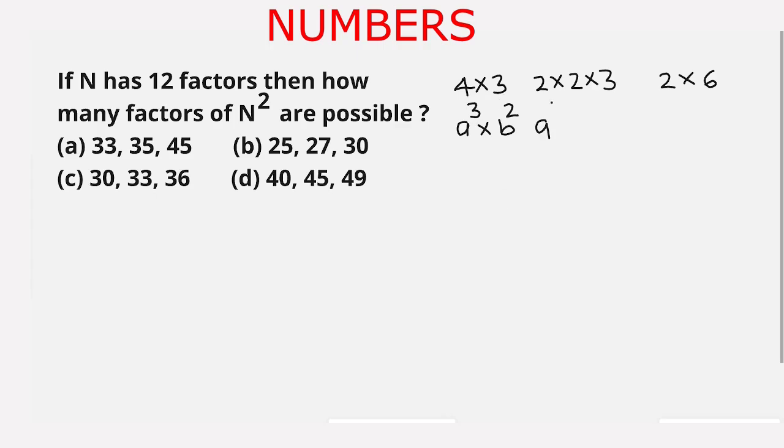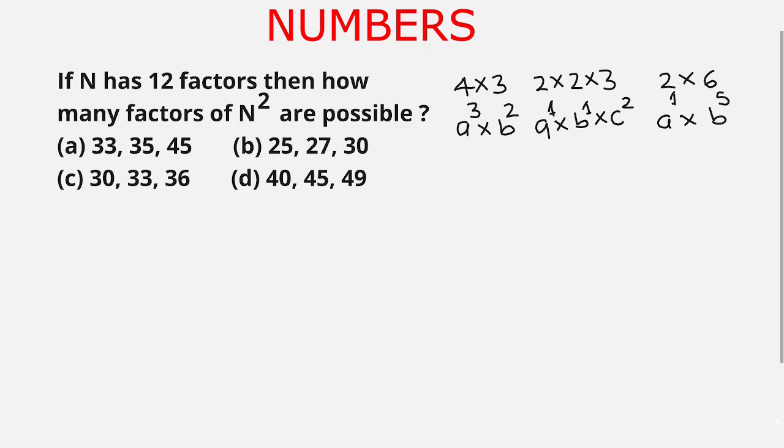Or it can be a^1 × b^1 × c^2. And if these are the powers, then the factors will be 1 plus 1 is 2 for a, 1 plus 1 is 2 for b, and 2 plus 1 is 3 for c. Or n can be a^1 × b^5. Then the factors can be 1 plus 1 is 2 and 5 plus 1 is 6. This way we can have the values of n.